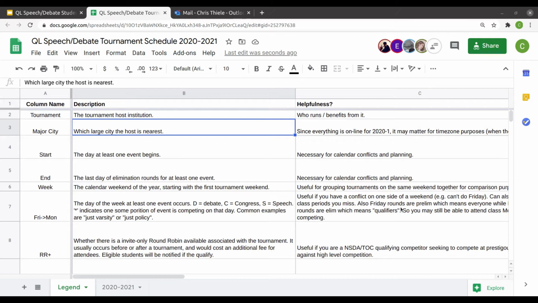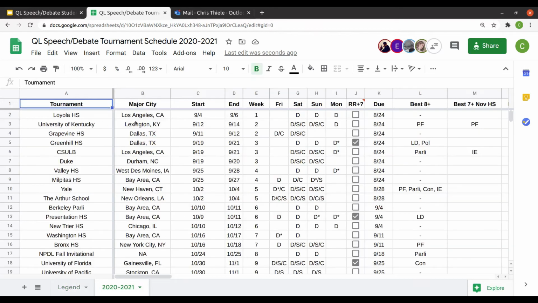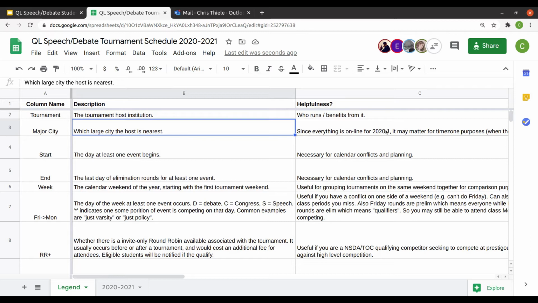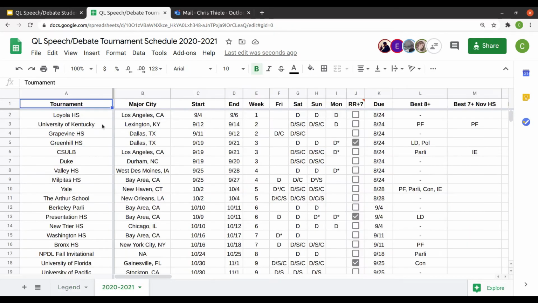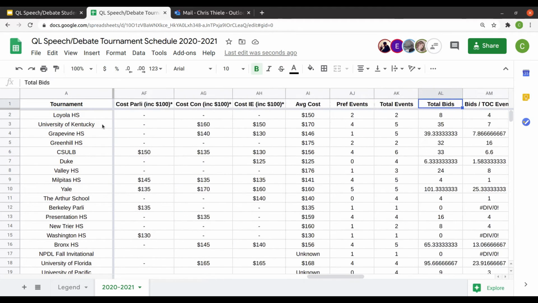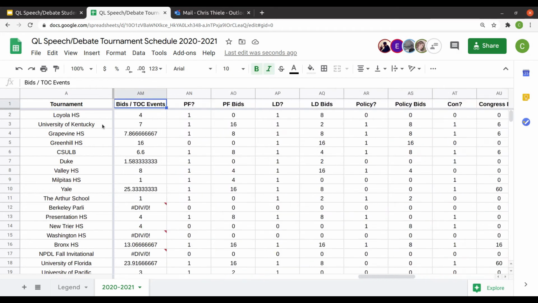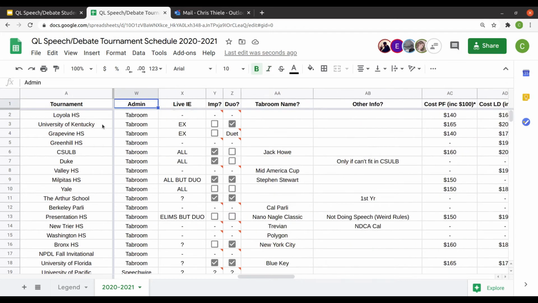you. This legend spot describes what the various columns are in the actual spreadsheet schedule that's in the next column. And so if you want a little bit more detail explaining some of these things, you can look at this and get that detail. But I'm going to go through some rough columns. And so here is the tournament schedule. There's a lot of data to look at. I'm going to go through the most important stuff. So the important stuff is as follows.